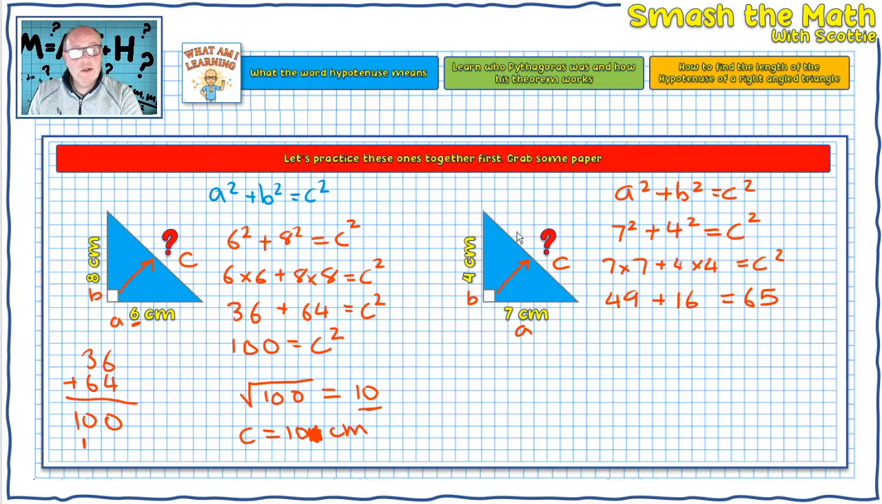And now remember, we want C, we want the length of this side, not the whole square. That's the size of the whole square. We just want the side. So to do that, we square root 65. So I'm going to need my calculator for that one.